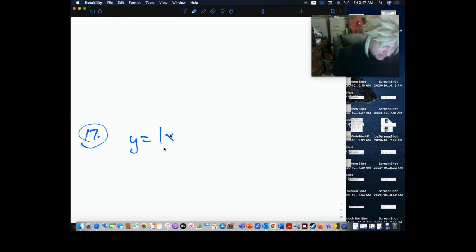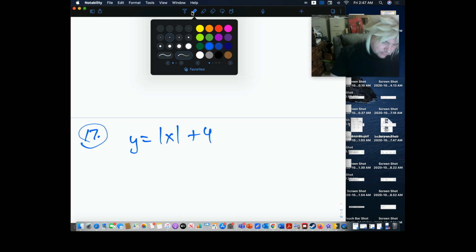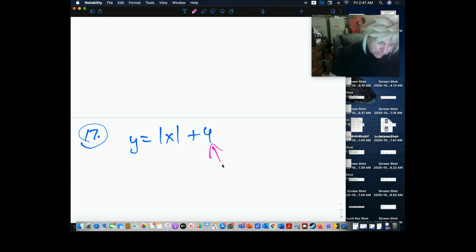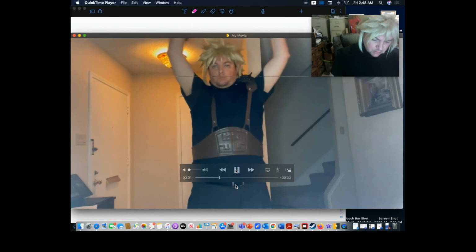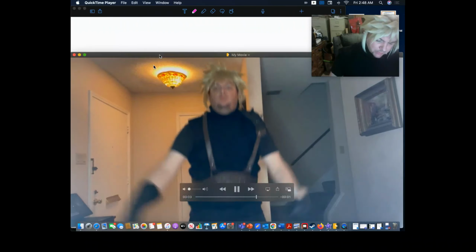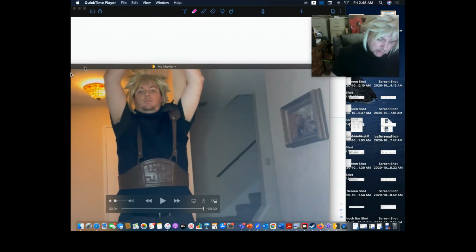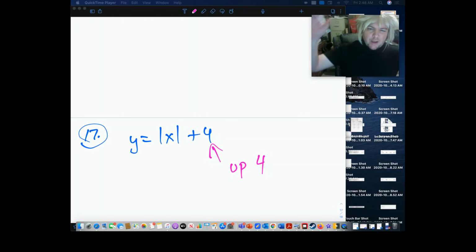y equals the absolute value of x plus 4. So I'm hoping everybody sees plus 4, up 4. Hope this is getting super easy. And you're getting super awesome, just like Cloud's dancing. Super awesome. Oh, look at that, plus 4. So he's going up. Very nice. And he went up twice. 2 and 2 is 4. Mind blown.